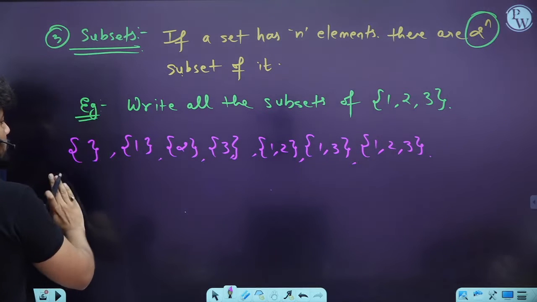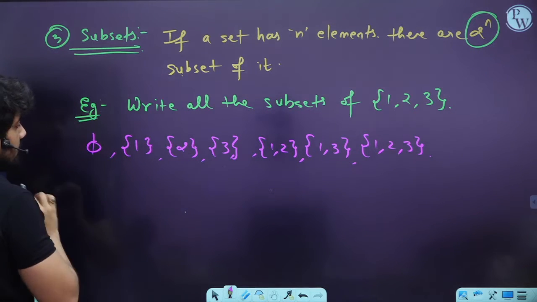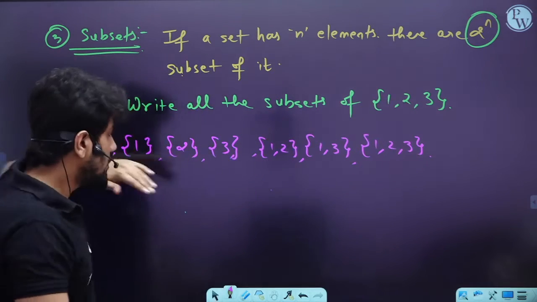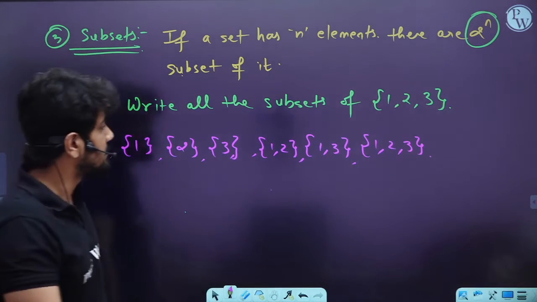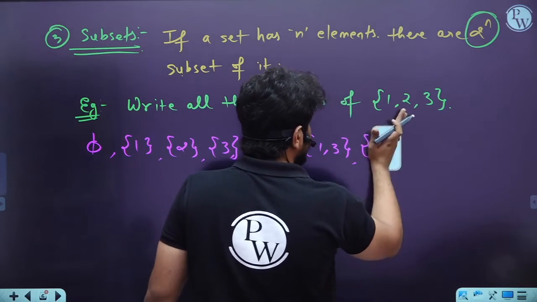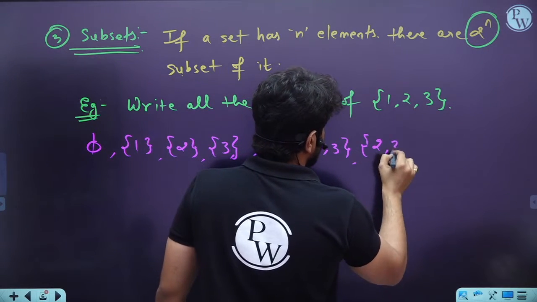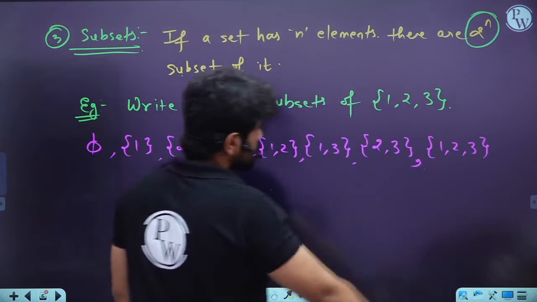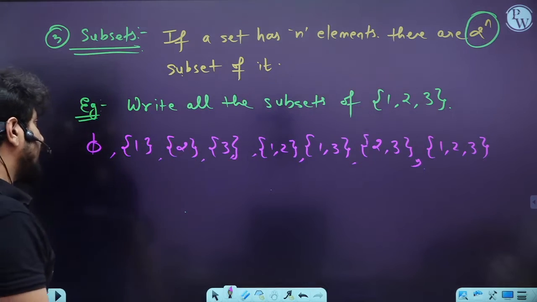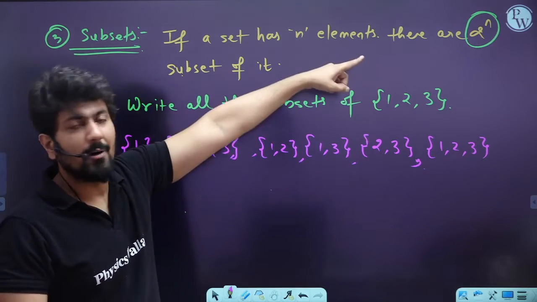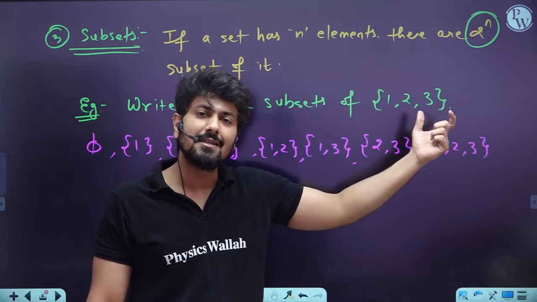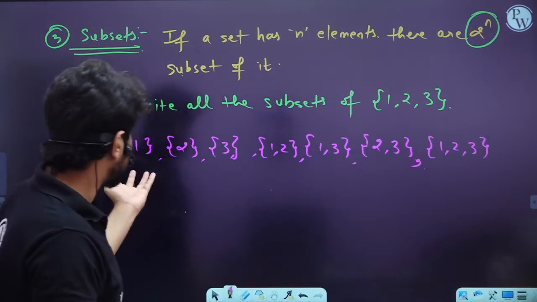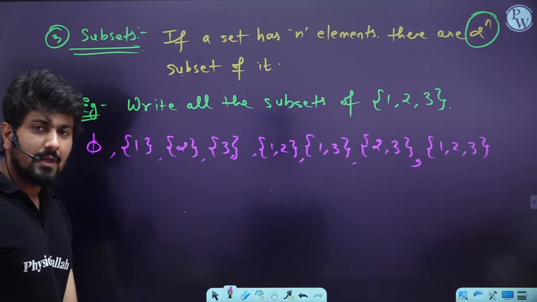So how many subsets do we have for this set? Because there are 3 elements in it, we have 2 raised to the power 3 subsets. For this set we have 8 subsets, 2 raised to the power n. If there are 3 elements in it, there will be 2 raised to the power 3 subsets, in total 8 subsets of this set, as we can see over here, right?